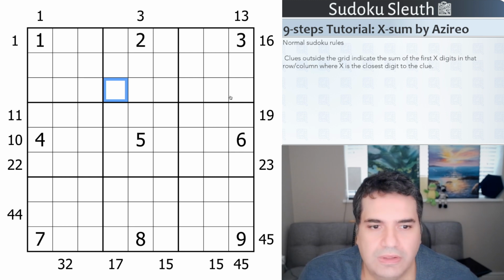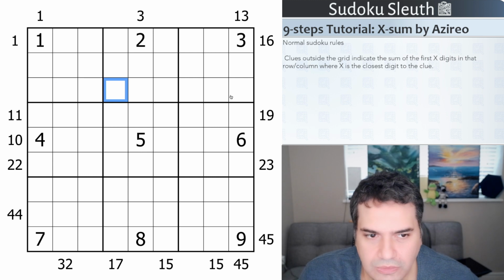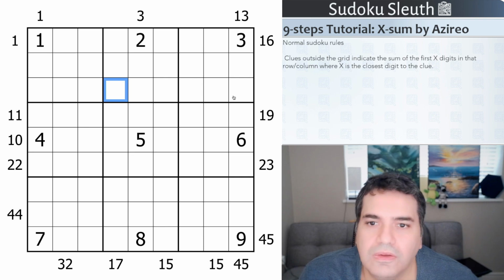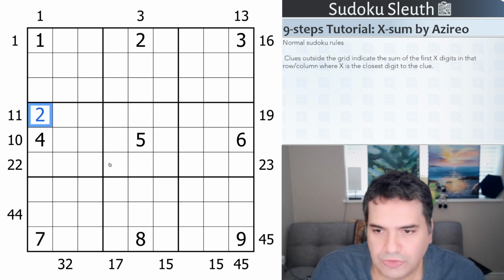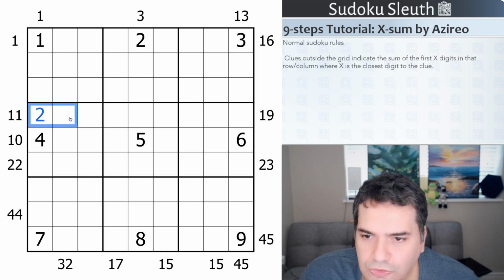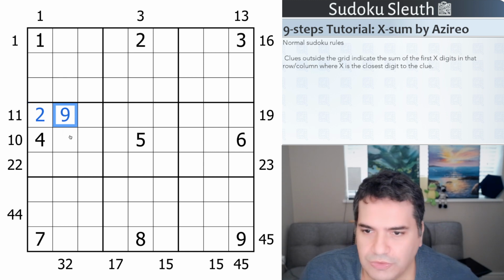Now, today's all about X sums. Clues outside the grid indicate the sum of the first X digits in that row or column, where X is the closest digit to that clue. What would be a good way of showing you how that works without solving it? For example, here is an 11. What it's saying is, if I place a 2 in here, then I need to sum up the first 2 digits next to the 11 and make sure they sum up to 11. So that would have to be a 9, for example.